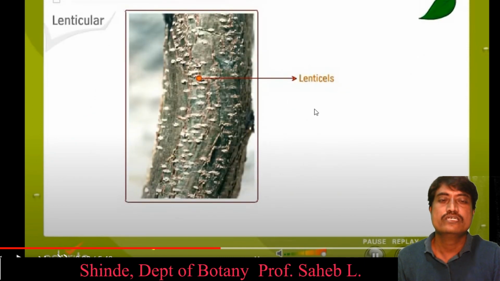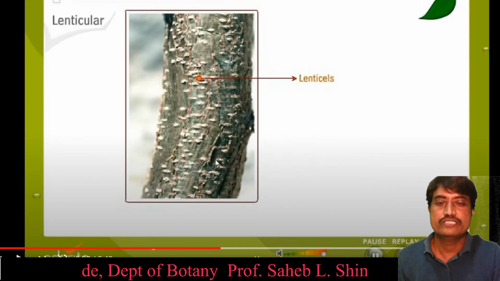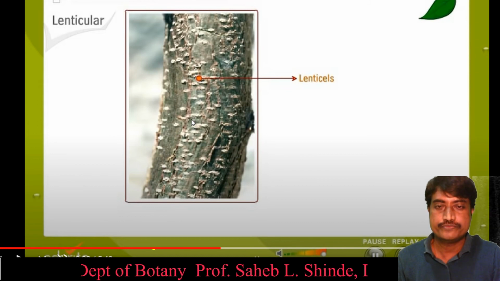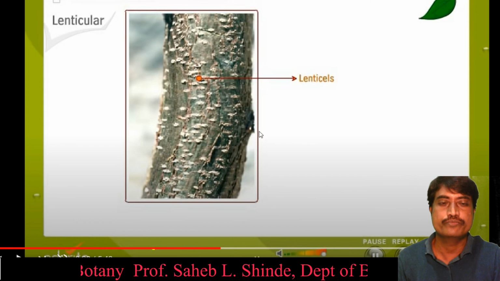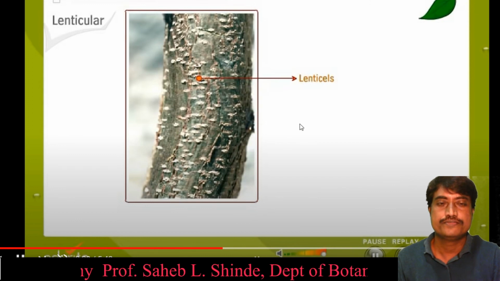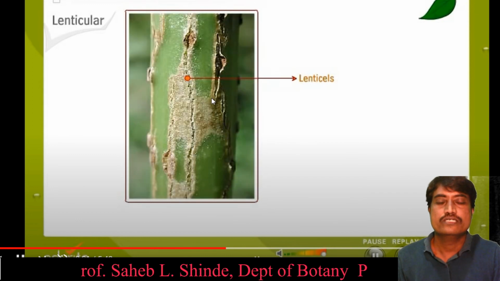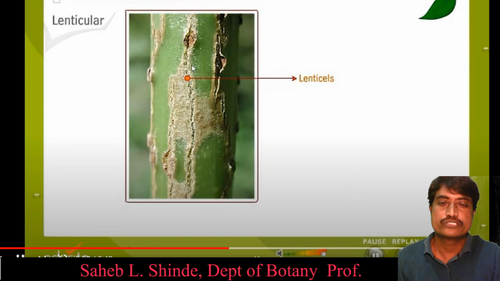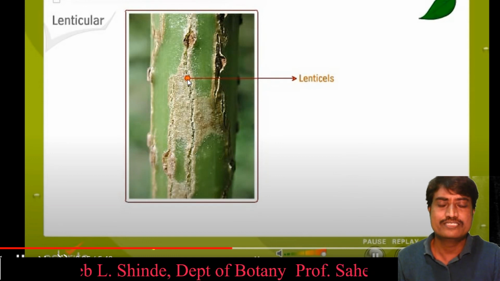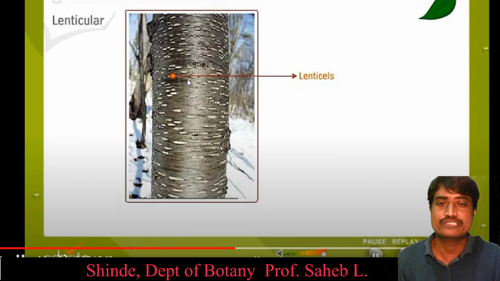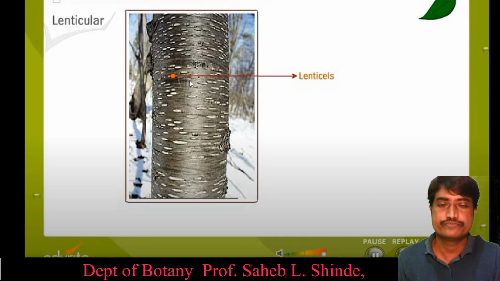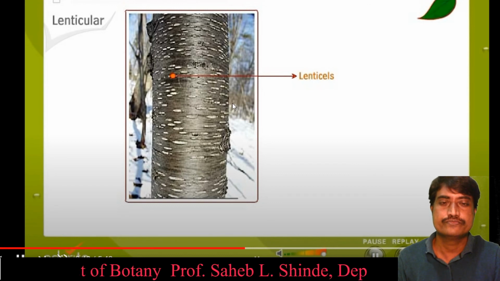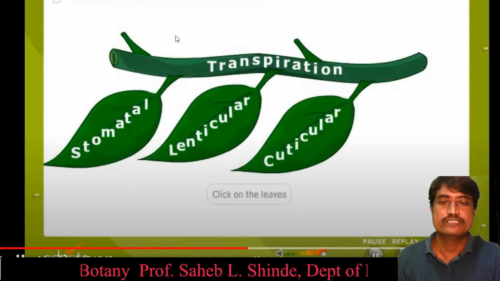Now this is a lenticel. They are present on the wood. Lenticels are nothing but small apertures. They are present on woody plants. See, a small amount of water is also lost through these lenticels. These lenticels are only for respiration, but a small amount of water is also lost through that process. See, these are the lenticels.